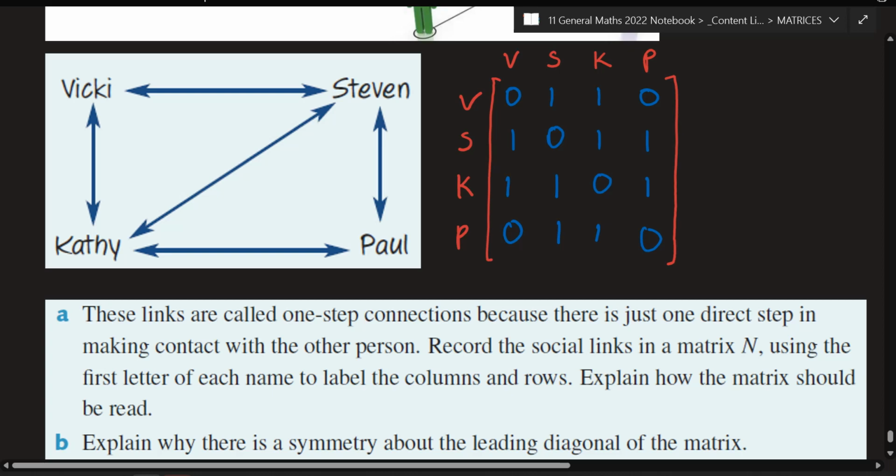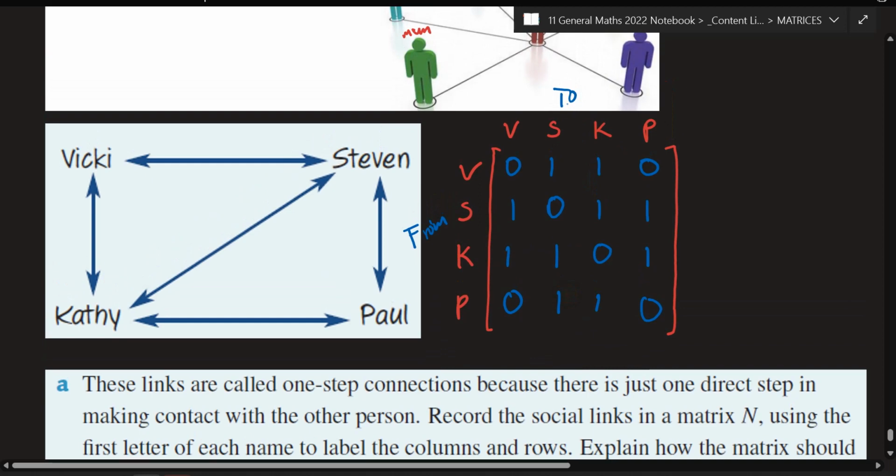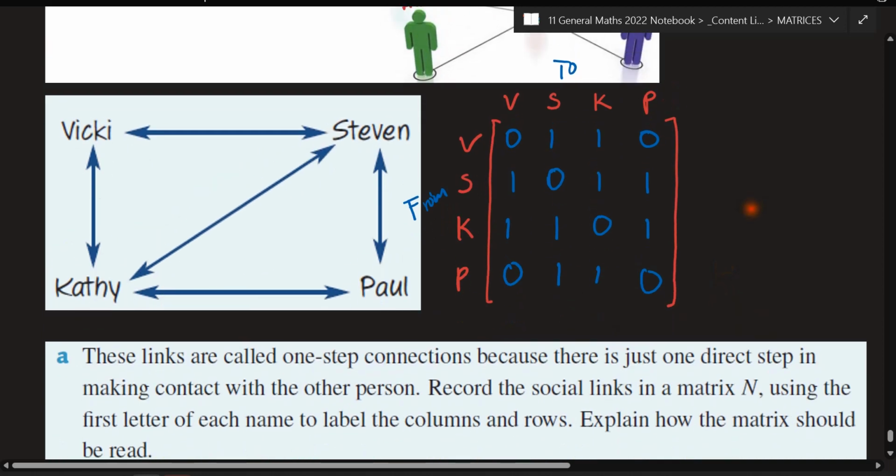If I was to ask you guys, and remember, depending on how you read it, in this case I'm reading it from K, for example, from here, so from this person to this. How do we read this diagram, sorry, this matrix?